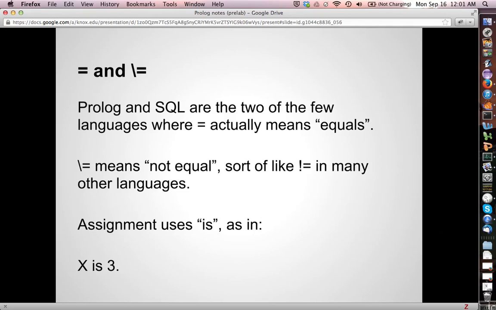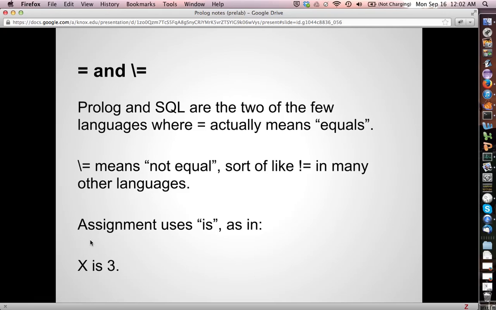Another note is about equal and not equal. Prolog and SQL, another language we're going to learn later in this term, are two of the few languages I'm aware of where a single equal sign actually means equals. You can use it the way mathematicians would. In Prolog, slash equals means not equal, kind of like bang equal or exclamation equal in many other languages. And for assignment in Prolog, we literally use the word is, as in X is 3.